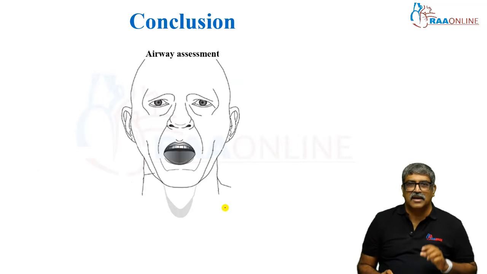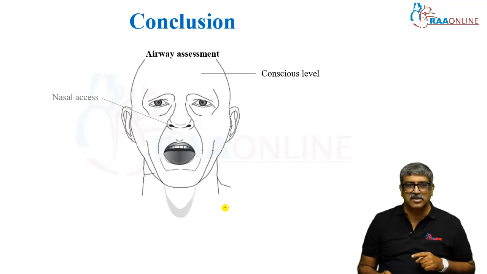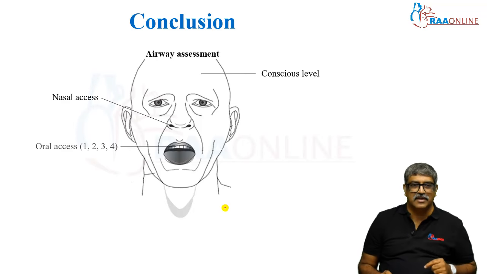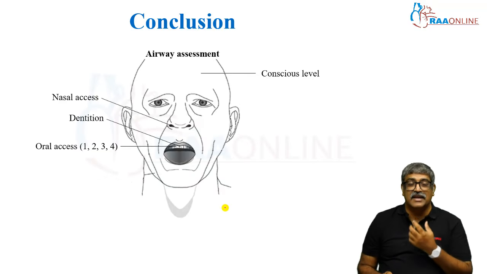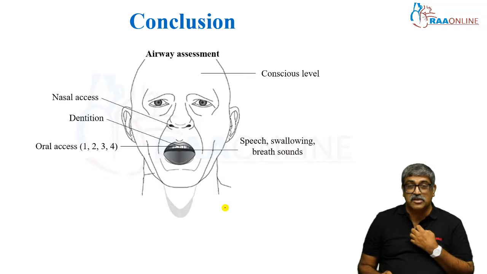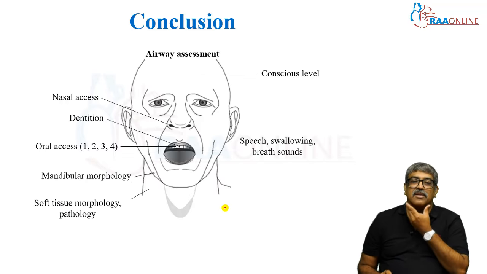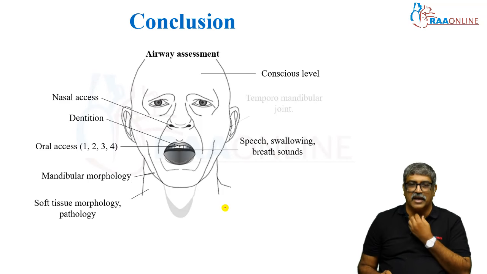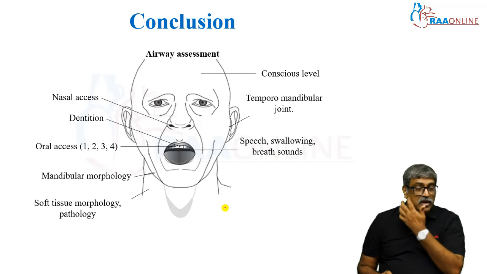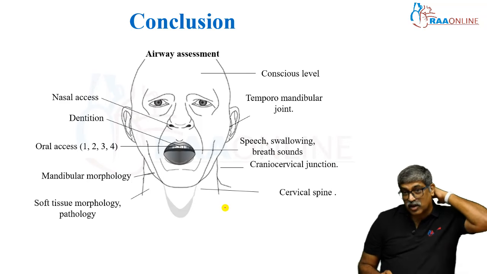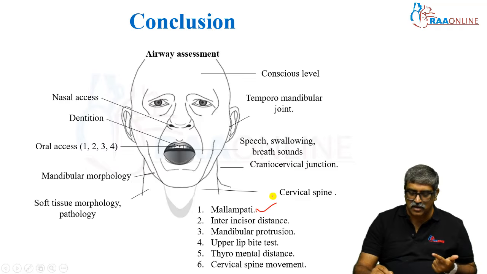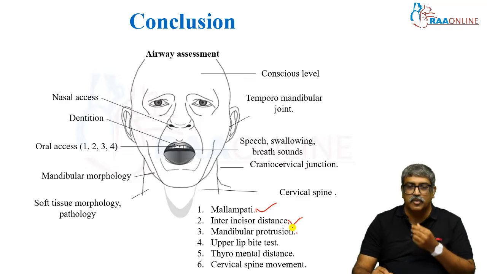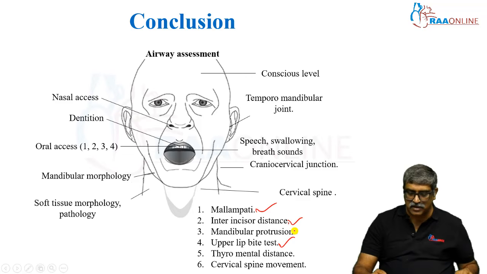So to conclude with a short summary of the airway assessment, you look at the conscious level, you look at the nasal patency, go for the oral access, all the 4 quadrants should be assessed. You look at the dentition, speech, swallowing, breath sounds. Look at the mandibular pathology and soft tissue pathology, front of neck access. You look at the temporomandibular joint and also the craniocervical junction, cervical spine. Look at the Mallampati classification, mouth opening, mandibular protrusion, upper lip bite test, thyromental distance and cervical spine movement.